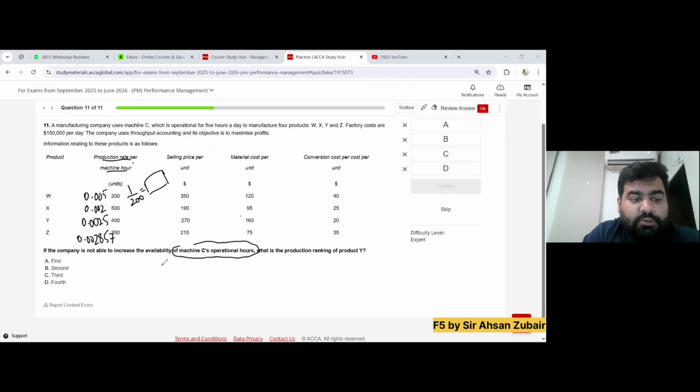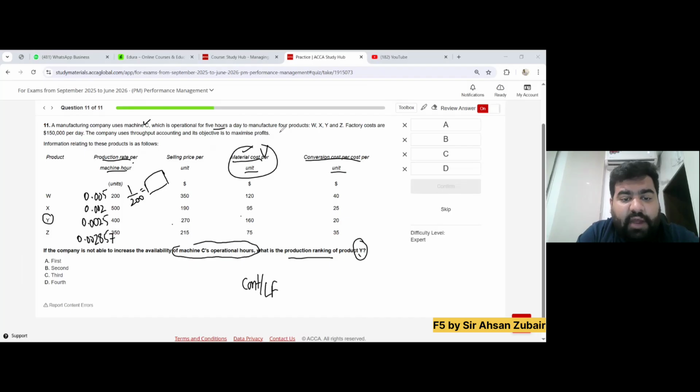Now they're saying that if the company is not able to increase the availability of machine C operational hours, what is the production ranking? It's very easy. We just have to rank product Y, to see at which rank it will come. With a limiting factor, we always rank on the basis of contribution per limiting factor. The question says the manufacturing company uses machine C, operational for 5 hours a day, manufacturing 4 products W, X, Y and Z. The company uses throughput accounting and its objective is to maximize profit.